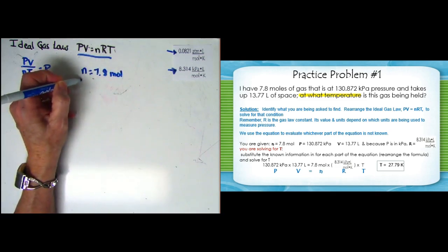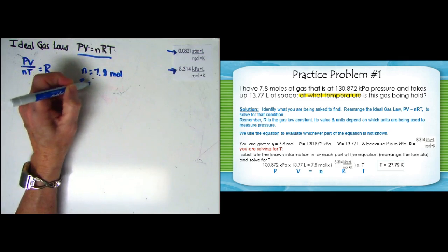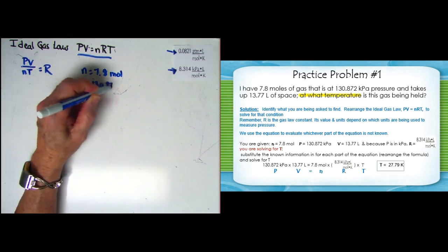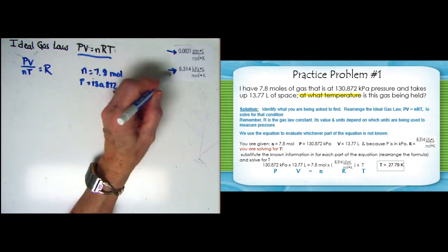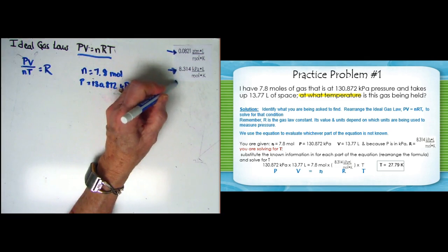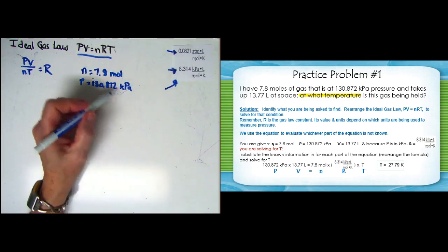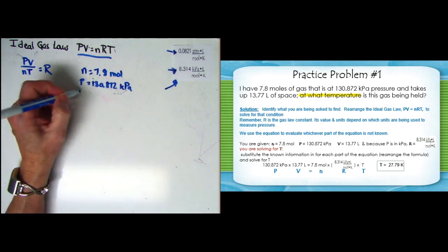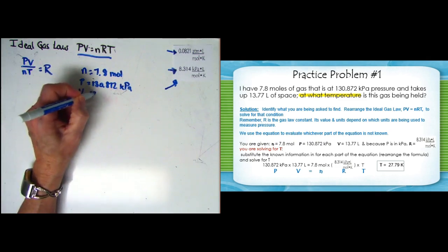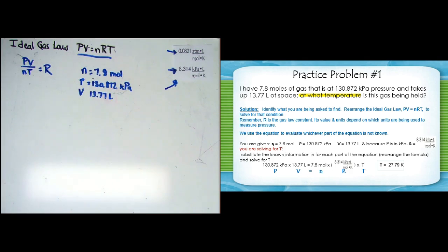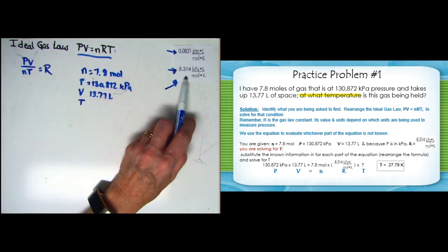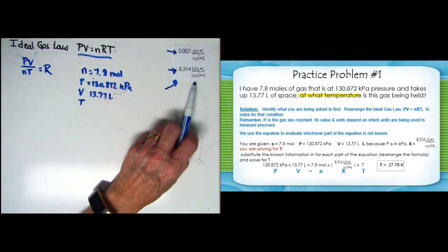We have pressure, which is 130.872. This is in kilopascals. This already tells you that we will be using the bottom R. We see that it takes up volume 13.77 liters of space. What are we looking for? We're looking for temperature. So we have R, which is 8.314 kilopascal liters per mole Kelvin.